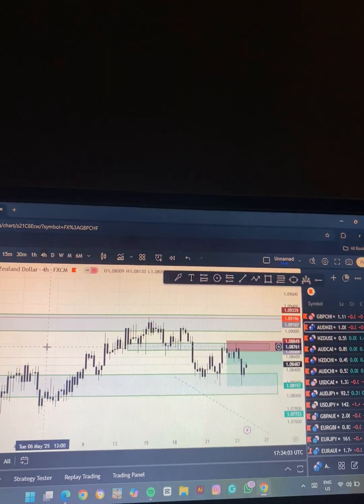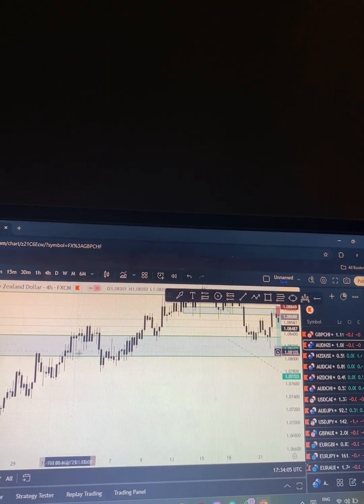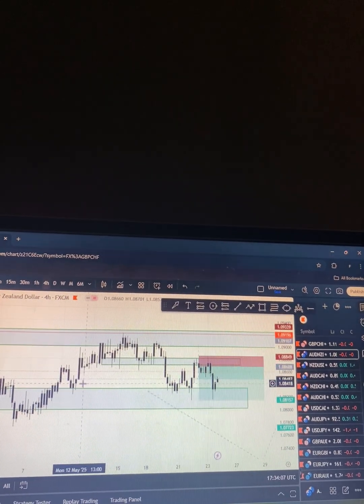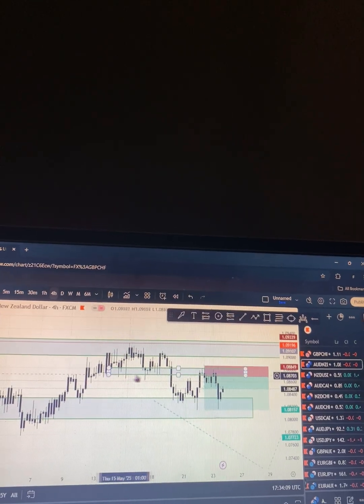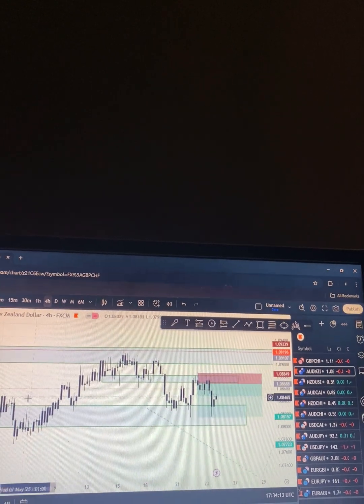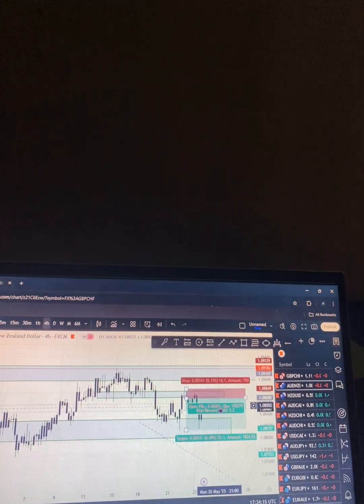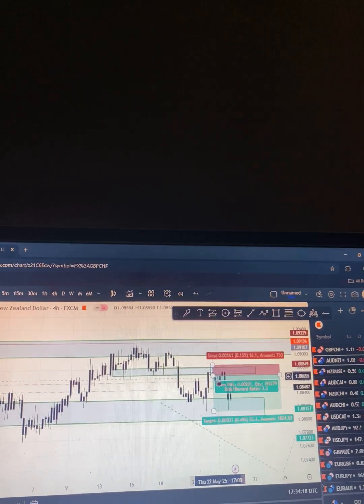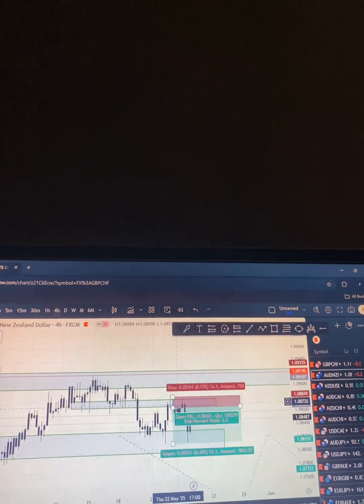You can see higher high, higher low, higher high, higher low, higher high, higher low, higher high, boom. You can see the break of structure around here, boom, retest came, broke that structure. So we're in the clear for sales like crazy. Then around here you can even see the bullish engulfing candle, you can see the double top.